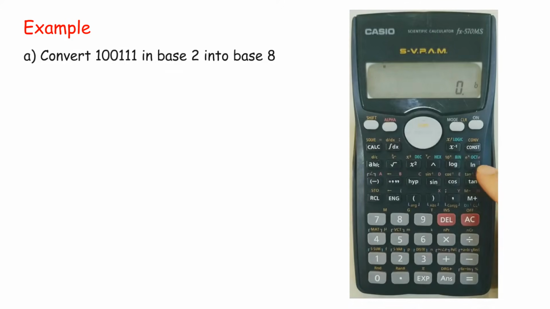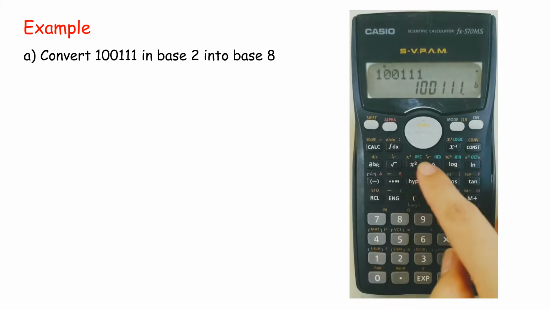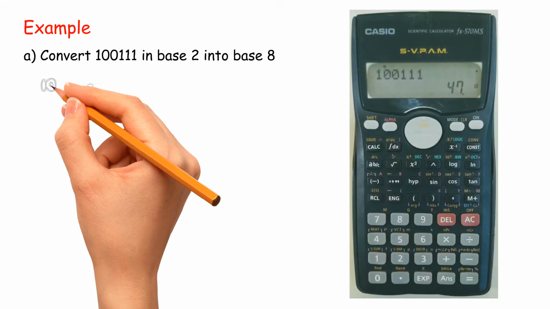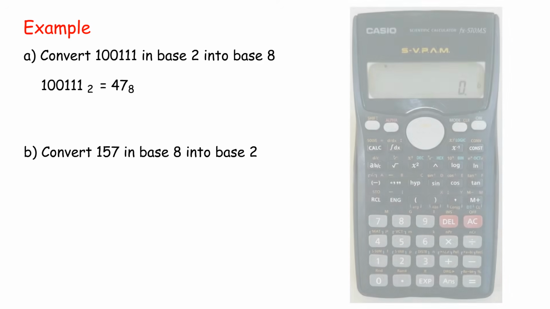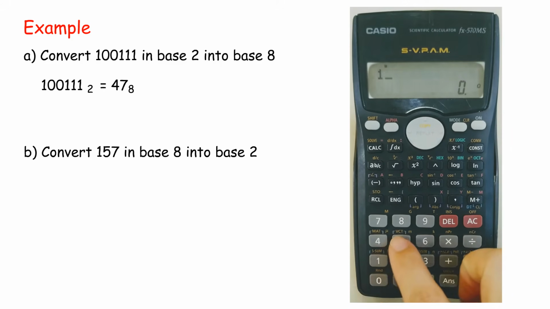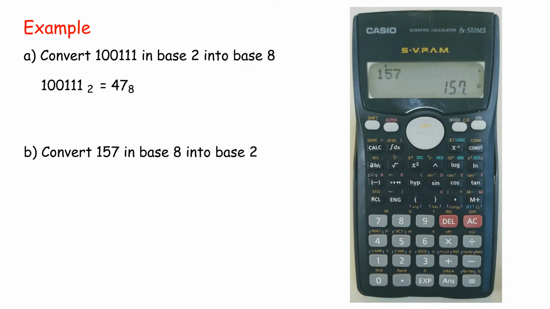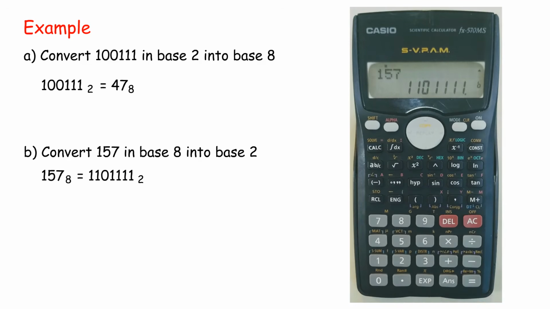Example: A. Convert 100111 in base 2 into base 8. Therefore 100111 in base 2 equals 47 in base 8. B. Convert 157 in base 8 into base 2. Therefore 157 in base 8 equals 110111 in base 2.